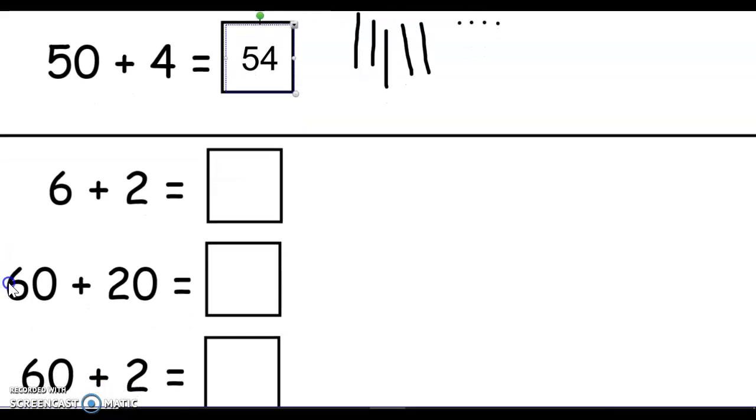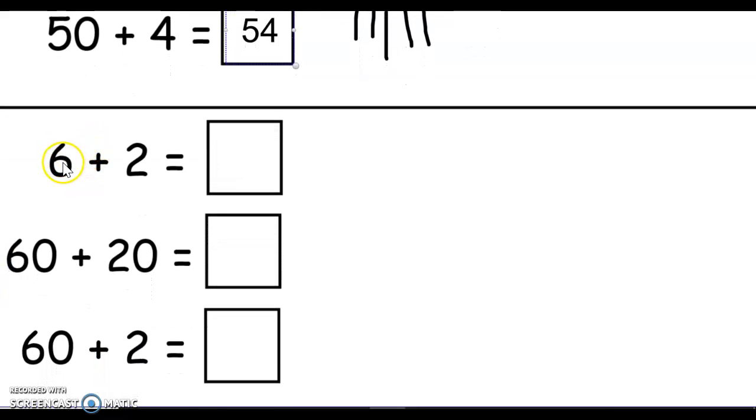All right, let's look at this next one. 6 plus 2. Are we adding tens, ones, or both? Okay, so here it asks us to show our work, so we're going to do that. So we have 6, that's just ones. 1, 2, 3, 4, 5, 6. I used a 5 group here, plus 2. 1, 2. Okay, how many altogether? Let's find out. So we have 5, 6, 7, 8. So here we have the answer of 8.